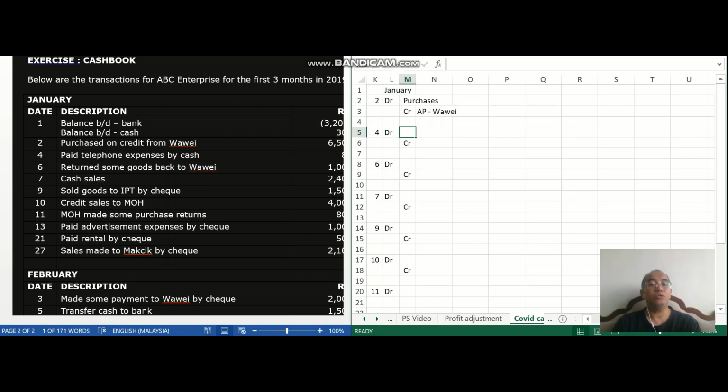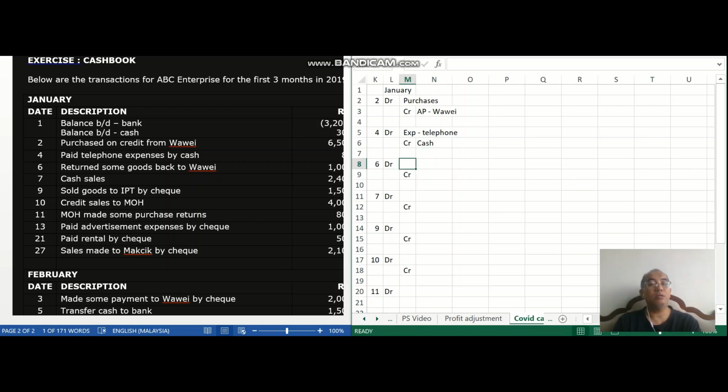January 4th, paid telephone expenses by cash. So we can see the word cash. When you pay telephone expenses, our cash will decrease. So cash decrease will be at the credit side. Of course, our expenses will increase. So debit expenses, telephone, and credit cash.